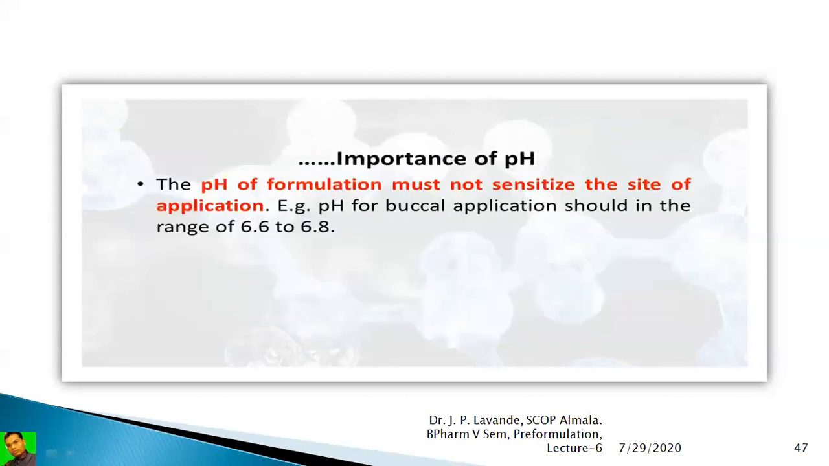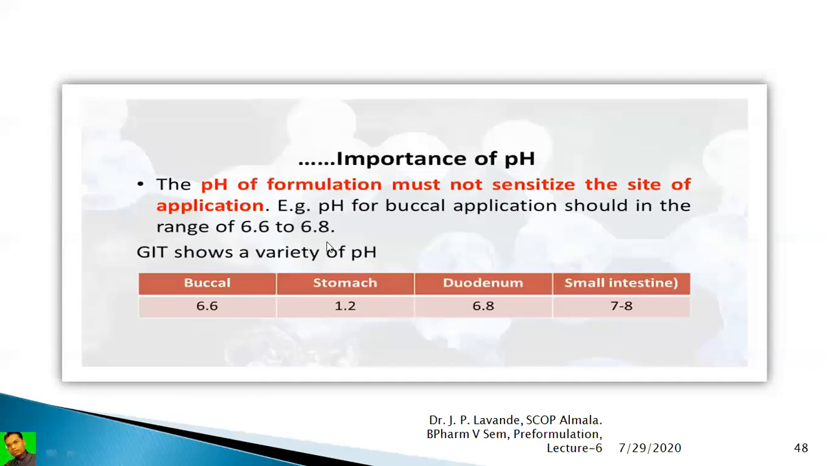The pH of a formulation must not sensitize the site of application. For example, pH for buccal application should be in the range of 6.6 to 6.8. If it is an oral product, if it is a buccal product, it should be in the range of 6.6 to 6.8, because this is most prominent in the case of chewable tablets. There is a need to maintain the pH. So what is this pH? This pH is acidic, as it is less than 7. So for buccal, we require the acidic pH.